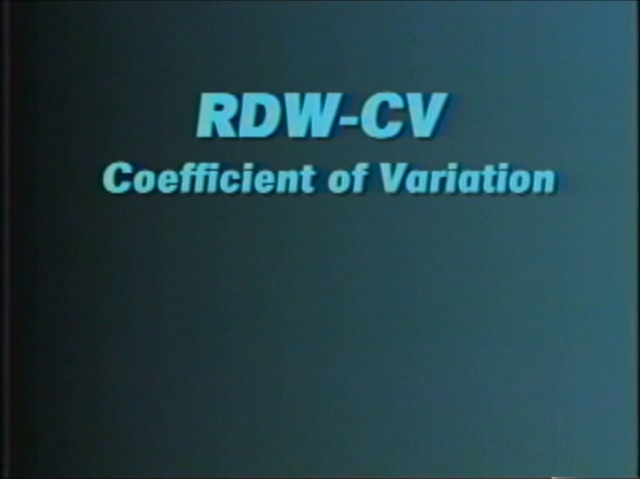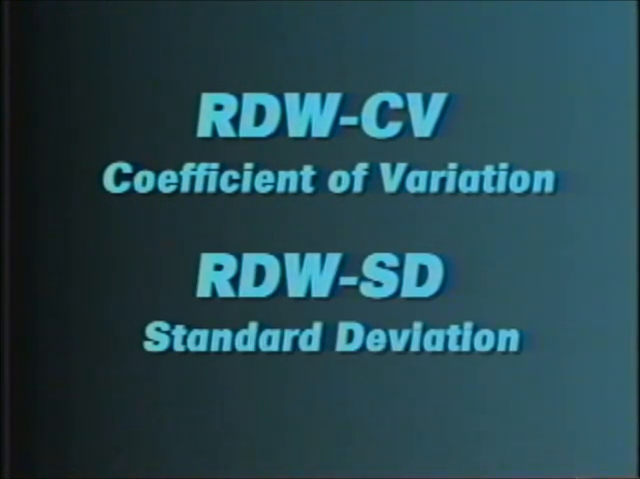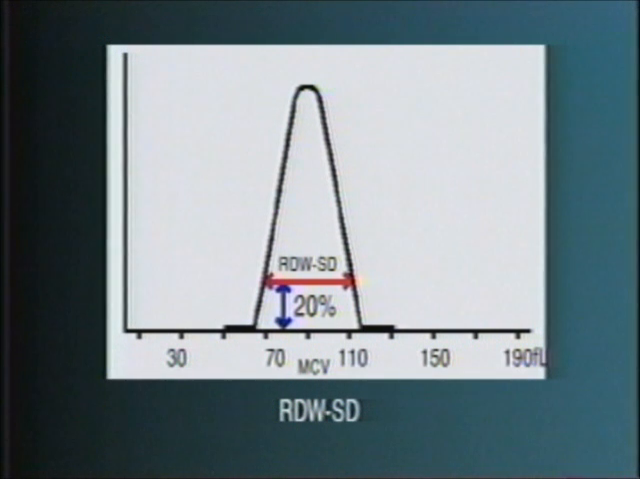At present, there are two RDWs in use, the RDW-CV, which stands for coefficient of variation, and the RDW-SD, which means standard deviation. Most of us are probably more familiar with the RDW-CV just because it's been out there longer and in use longer. And there are some similarities between these two RDWs, but there are also some distinct differences. One of the differences is in how they are determined.